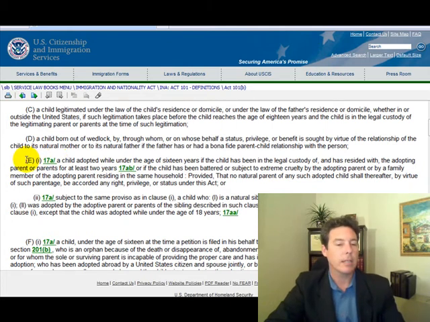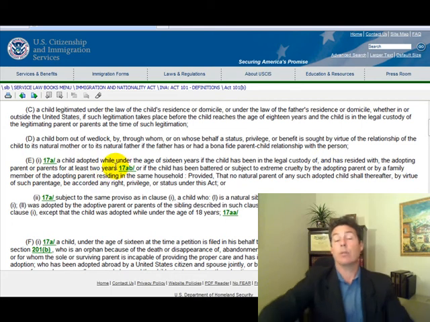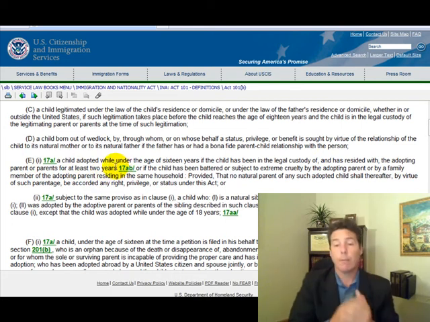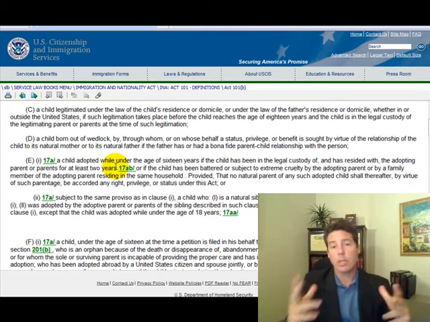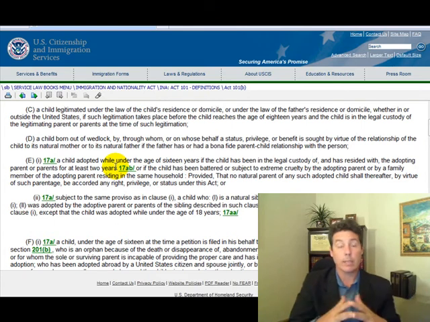Then we get into E, the adopted children. A child adopted while under the age of 16 years. Okay, that's big right there. If the child has been in the legal custody of and has resided with the adopting parent or parents for at least 2 years. So it's not enough just to adopt before the age of 16. There also needs to be 2 years of residence, residing with.